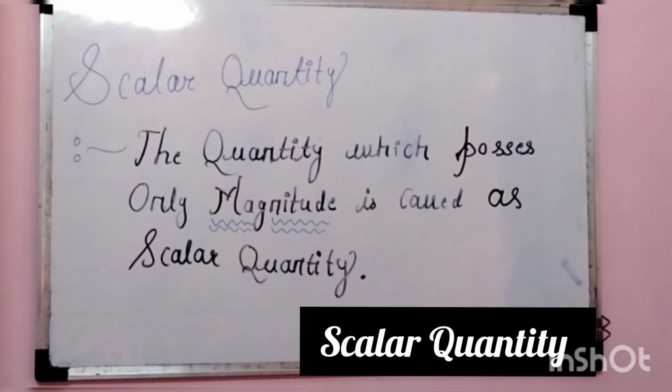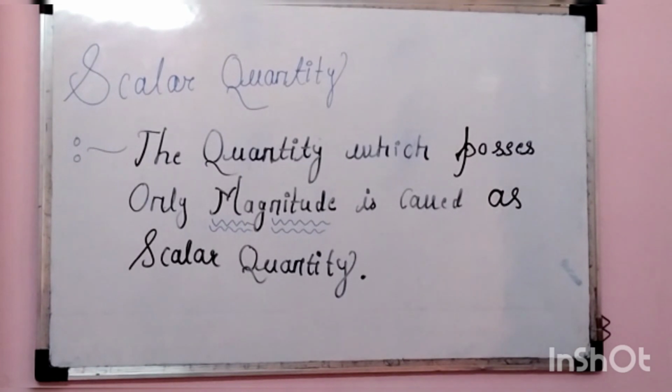Firstly, we will learn about what is meant by scalar quantity. A scalar quantity is defined as a quantity which possesses only magnitude. A scalar quantity doesn't possess direction, it only possesses magnitude.